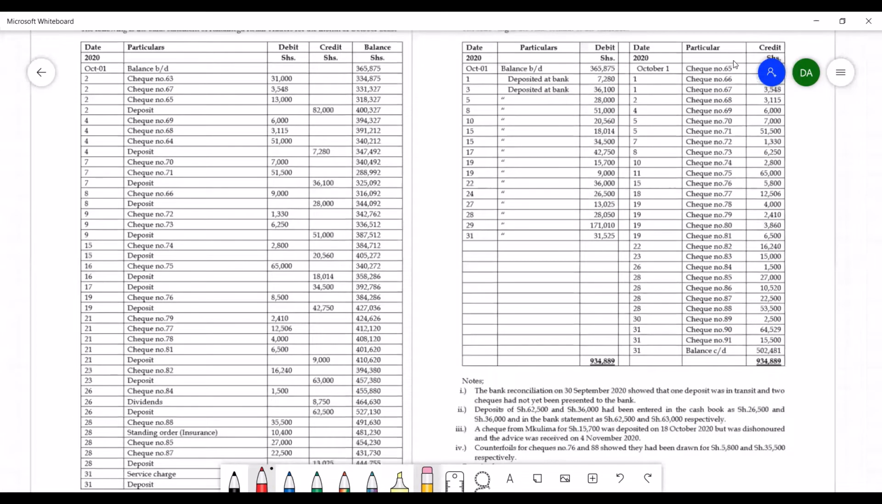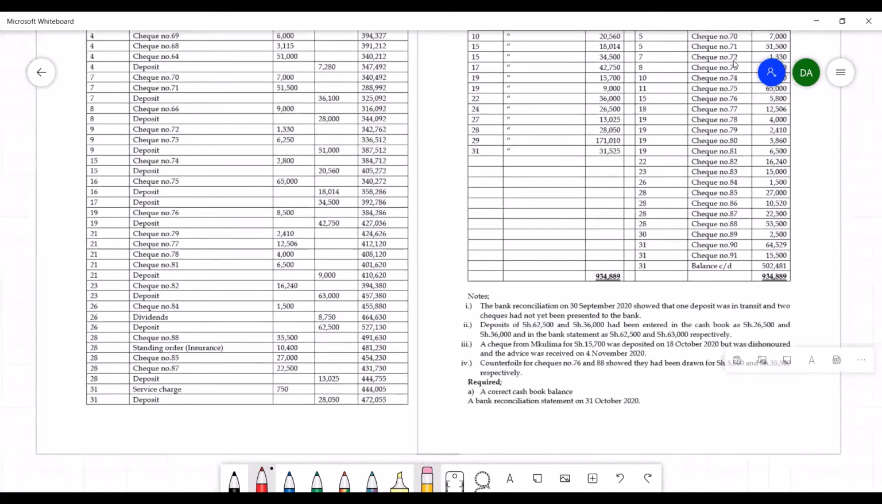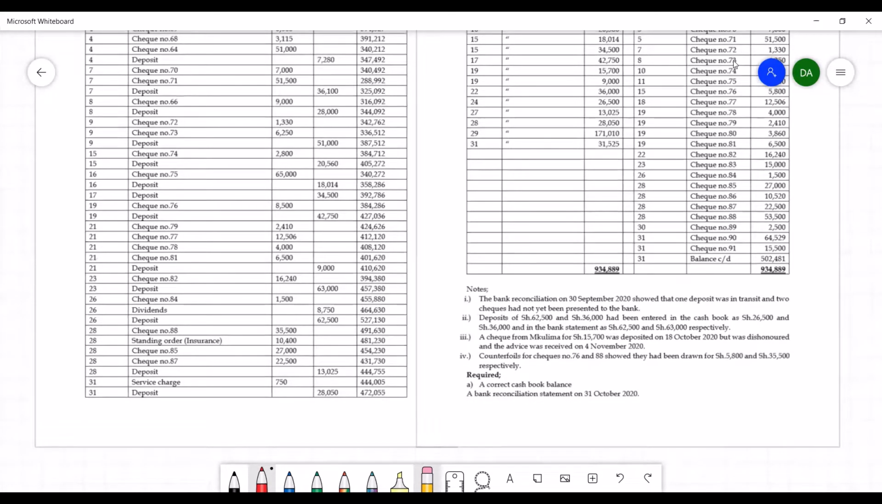The following additional information is provided: that the bank reconciliation on 30th September 2020 showed that one deposit was in transit and two checks had not yet been presented to the bank. That is to mean that this one deposit in transit is a deposit which has not been credited at the beginning of the period and will be credited during this particular period. The two checks which have not been presented at the beginning of the period may be presented during the period also.